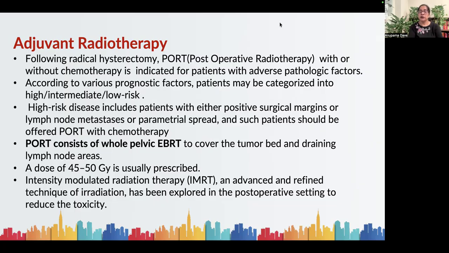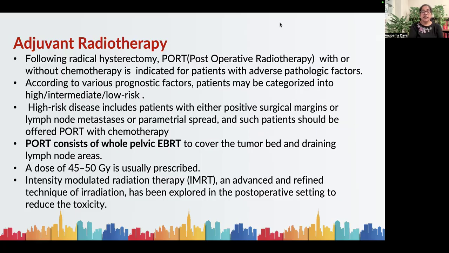High risk disease includes patients who have positive surgical margins, lymph node metastasis, or parametrial spread, and such patients should be offered post-operative radiotherapy with chemotherapy. Post-operative radiotherapy consists of whole pelvic external beam radiation to cover the tumor bed and draining lymph node areas. A dose of 45 to 50 gray is usually prescribed.